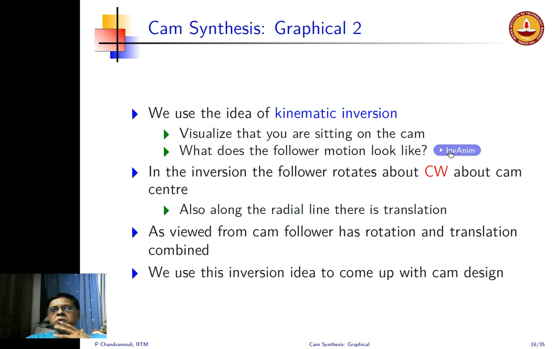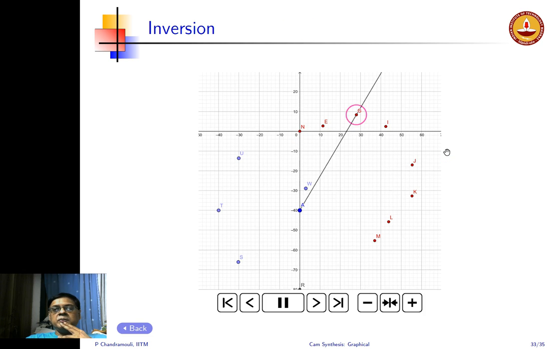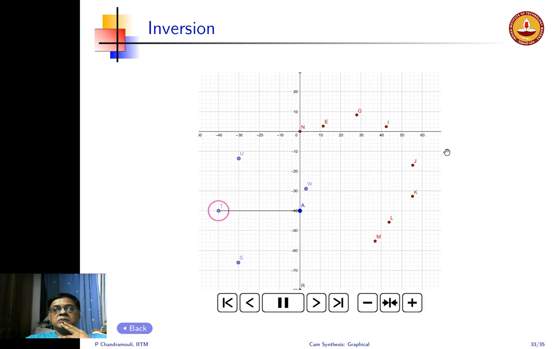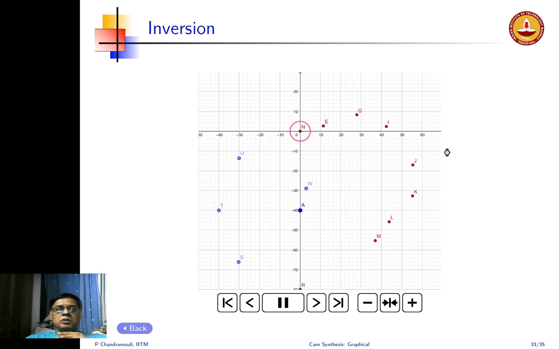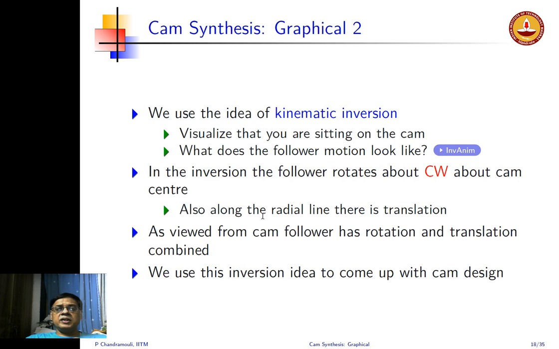I'm going to show you an animation, and we will pay attention to it. You can see the follower. Of course there's a little bit of a jump here and there, but what do you notice? If you notice the circle, in the inversion the follower rotates clockwise about the cam center. The cam is rotating anti-clockwise, so if I were sitting on the cam, the follower axis is going to rotate clockwise. So the follower translation axis is going to rotate clockwise about the cam center.